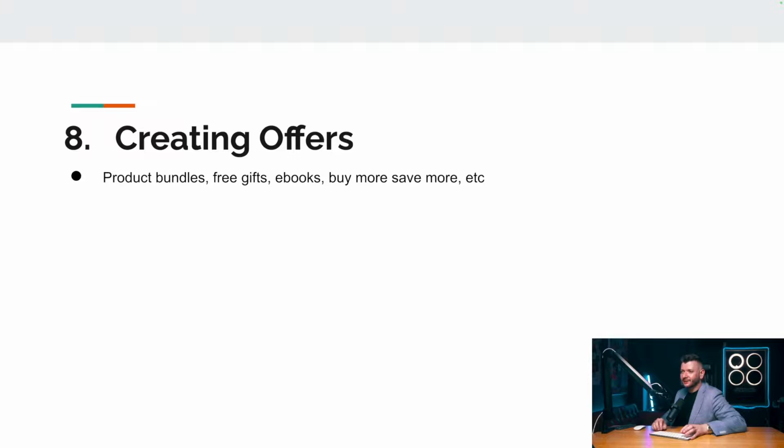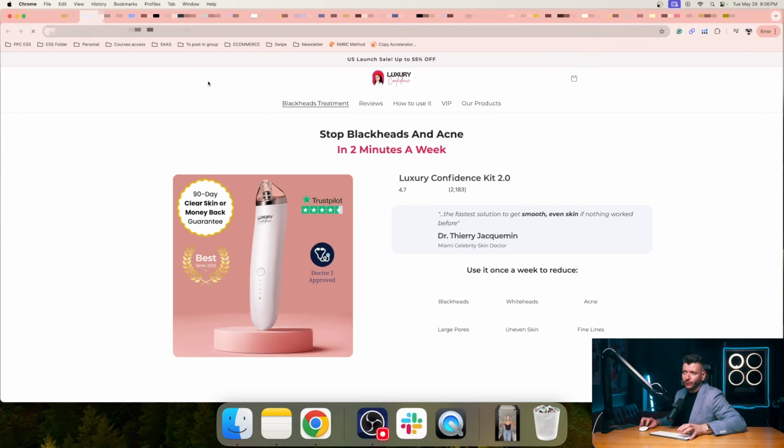All right, creating offers. These are product bundles, free gifts, ebooks, buy more, save more. It's about creating an offer that would increase your conversion rate, where people are like, oh wow, this is such a good offer, I want to buy it right now. Free gifts, ebooks, and digital products, buy more, save more. So this is one great example here.